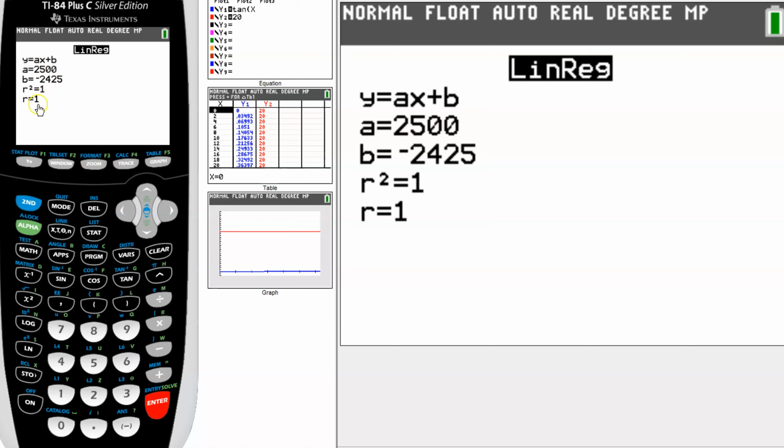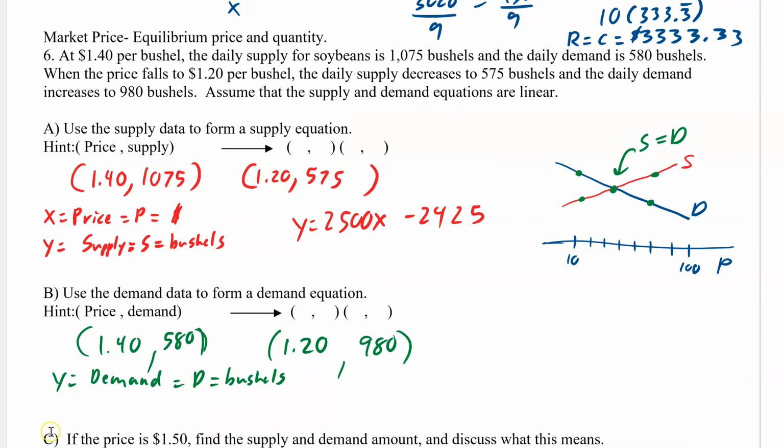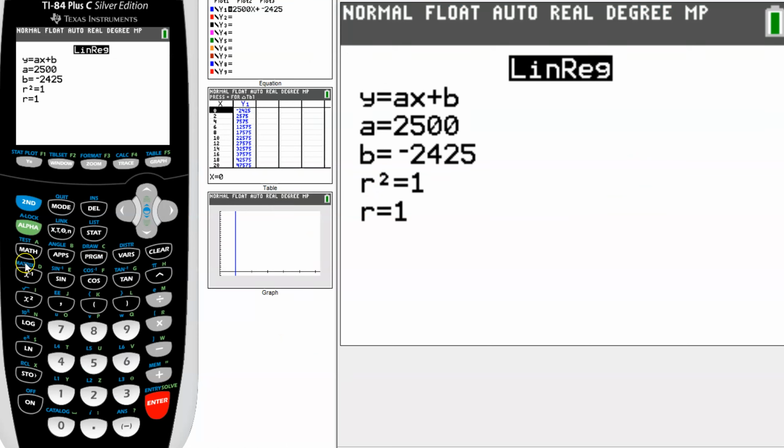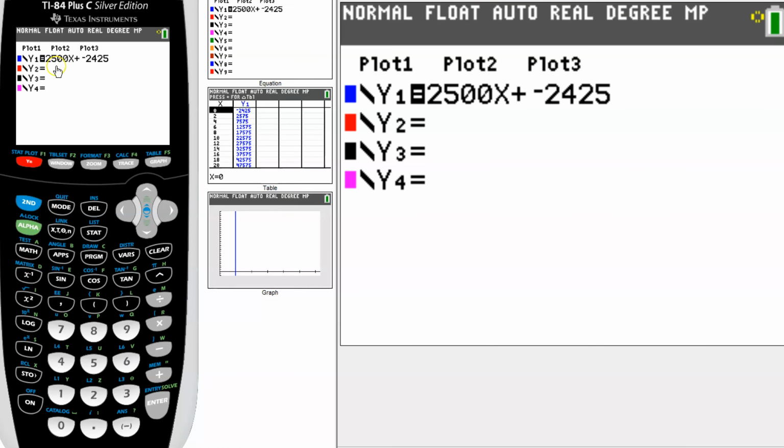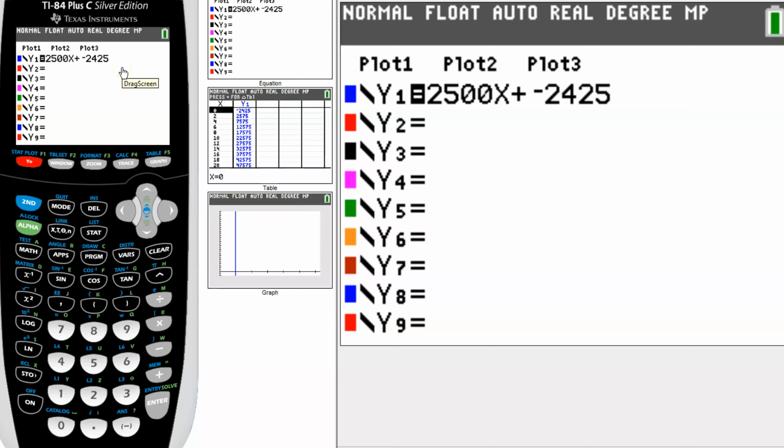So obviously r is going to be 1 because there's only 2 points. Our slope is 2,500 and our b is negative 24.5. So we get y equals 2,500x minus 24.25, and we stored that in Y1. The reason I say to store it there is if you click Y=, you'll see it's here. You don't have to store it there if you don't want to, but there is our equation.